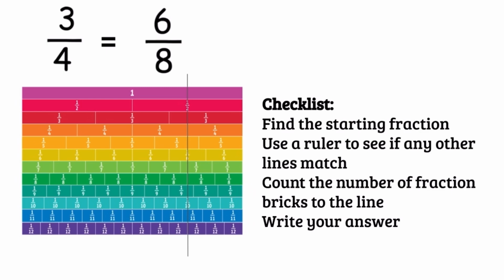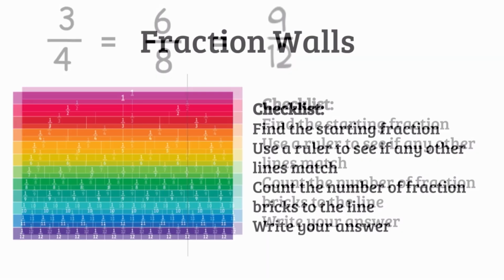Have a look again at your ruler line. Are there any other fraction lines that are lining up with your ruler line? Yeah, the 12ths are. Can you count how many 12ths there are? Yeah, you're right. There are 9 12ths. These are all equivalent fractions, which means they are showing the same amount.